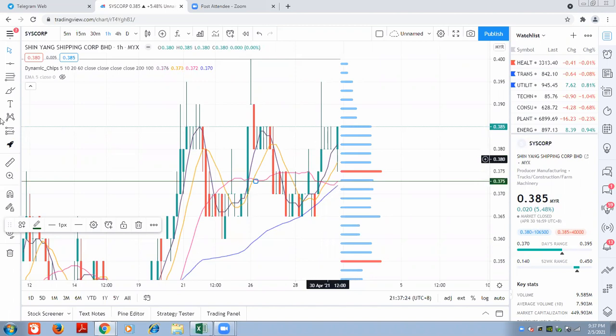All right. When the MA line, katakan the MA line di atas, like this. Let's say the MA line is above. So this MA line becomes the resistance.